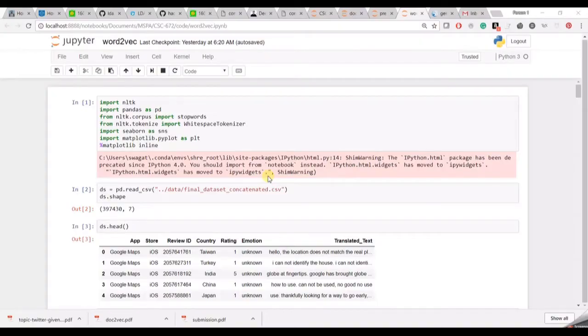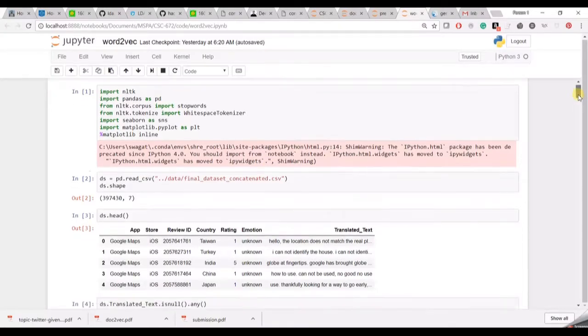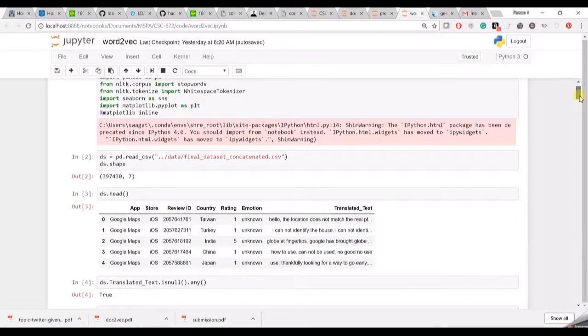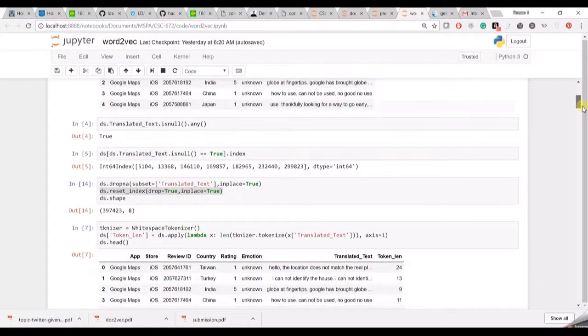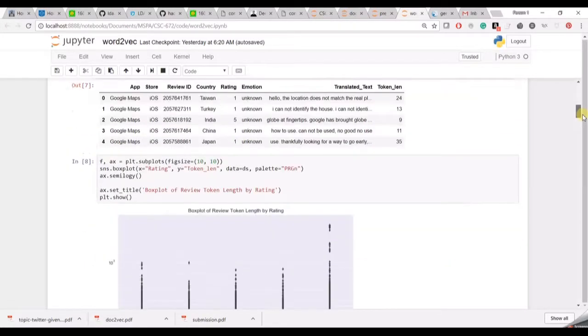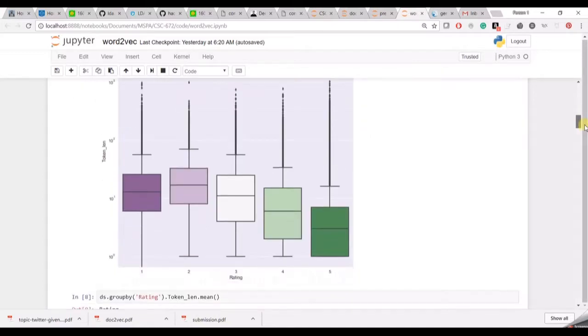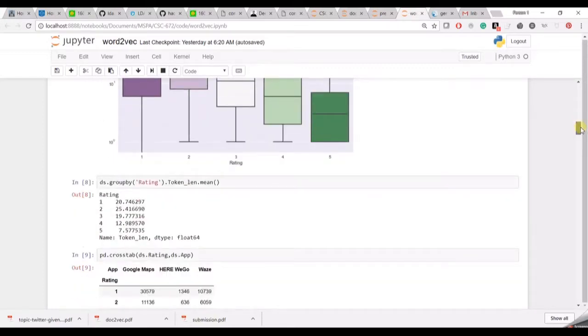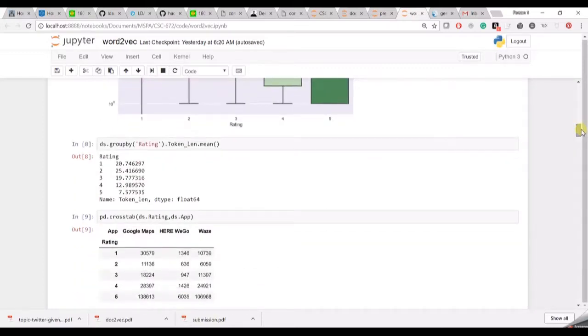I start with the translated data set and do a sanity check, drop out some nulls, and tokenize the text to get a token length, and get some plots of the token length versus rating. So we see that rating 5 reviews are pretty short and we have a lot of outliers. That is what was expected. If we see the mean length grouped by the rating, we see the differences in the review length.